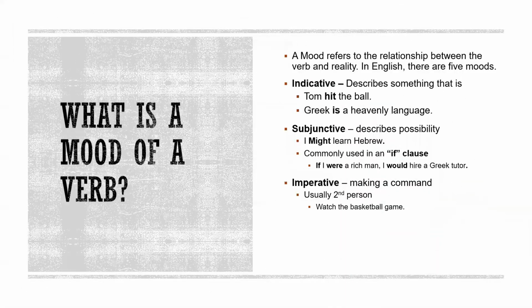So, what is a mood of a verb? A mood refers to the relationship between the verb and reality. In English, there are 5 moods. The indicative mood, which describes something that is, which is seen in the following sentences: Tom hit the ball, and Greek is a heavenly language. The indicative mood is normally the most common mood in languages.